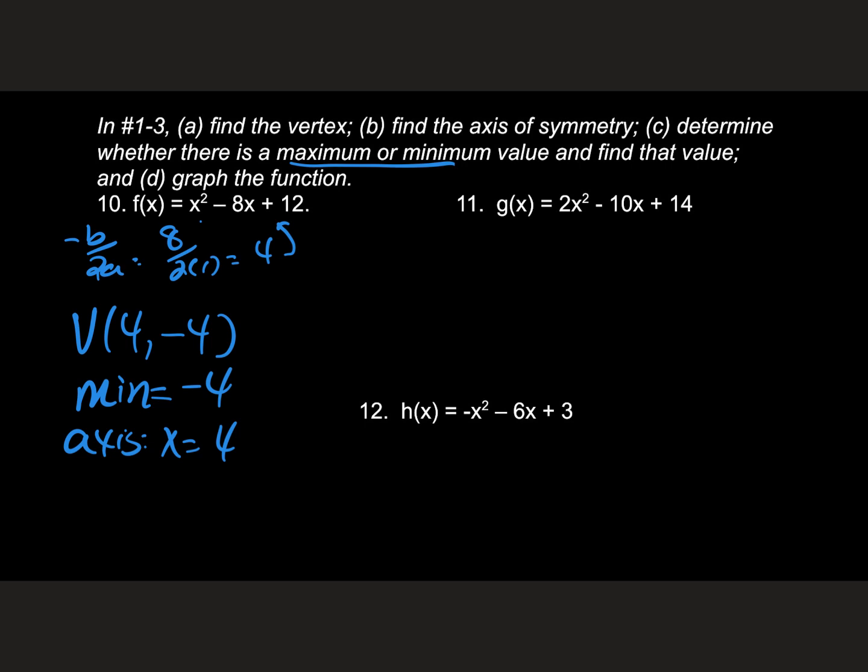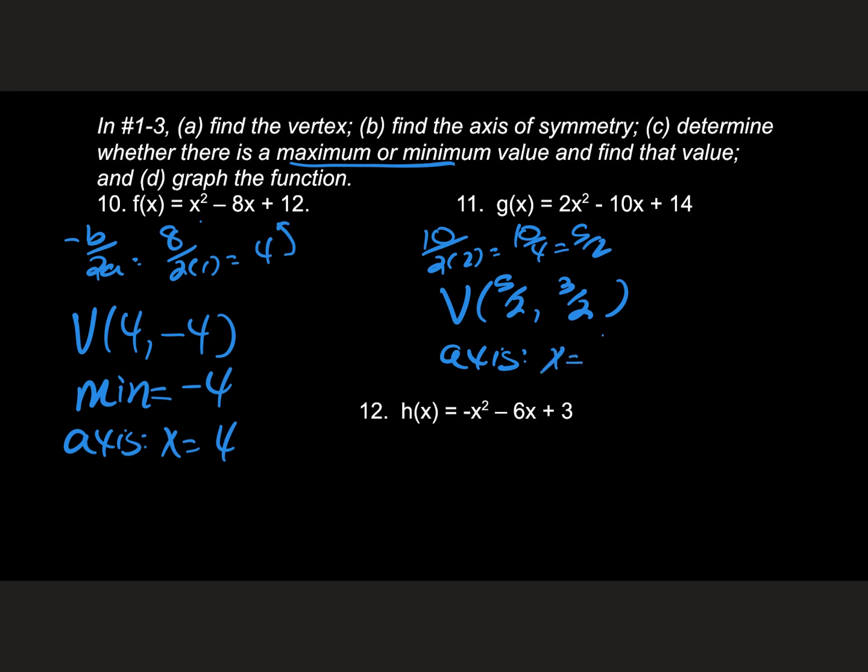Number 11, same deal. Negative b over 2a is going to be positive 10 over 2 times 2, which is going to be 10 fourths, which is really 5 halves. So the vertex is 5 halves something, and I've got to plug that back in to see what it's going to be. Plug that in my calculator, did math frac, I got 3 halves. So there's my vertex. My axis is x equals whatever the x coordinate is, and this one also has a min because it's a positive 2 in the front, and the minimum is the y coordinate.